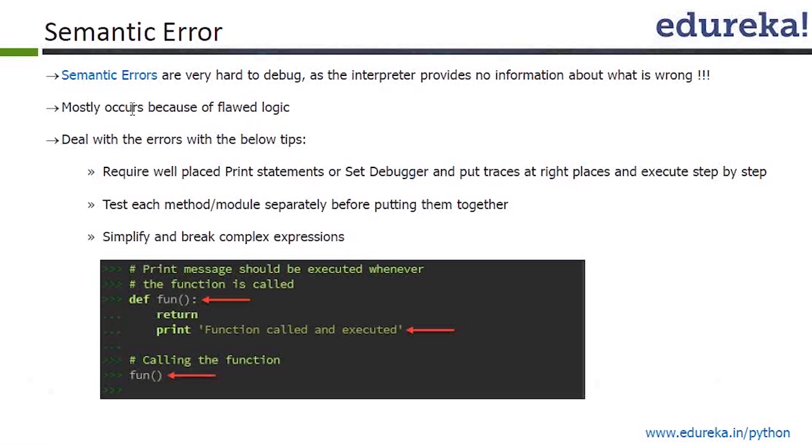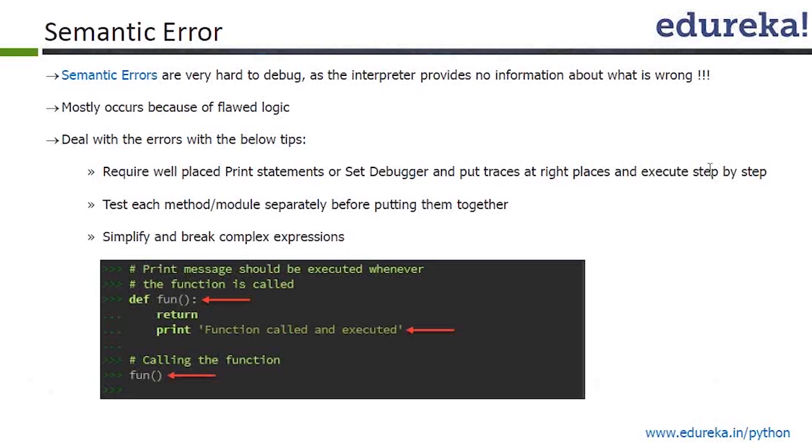So deal with errors with the below tips. So require well-placed print statements or set a debugger and put traces at the right places and execute step by step. So this is the only way you'll be able to debug a semantic error. Put print in each line or do debugging line by line. That's how you'll be able to identify from where it's wrong.